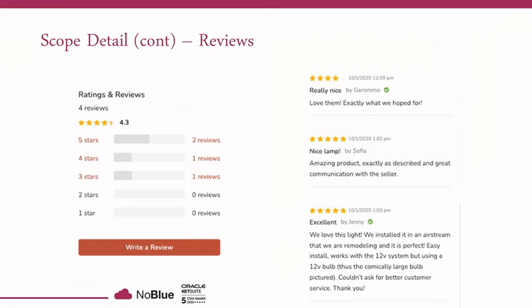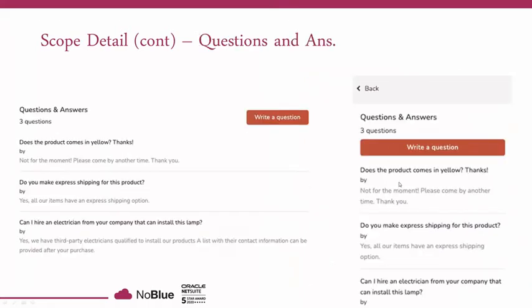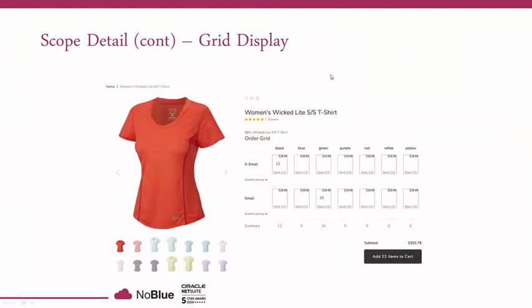So this is a view of the reviews page. This is the mobile version. You have the rating and the review text and the review summary. The questions and answers is quite similar, where you can write a question and you have all the questions and the answers listed. And this is the grid display. So for this matrix item, in the boxes you can add any quantity that you might like, and then you add it all together to the cart.